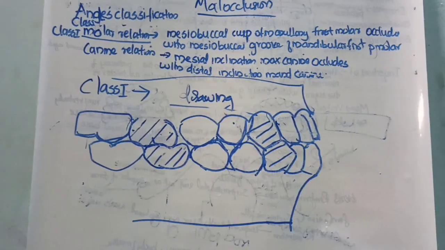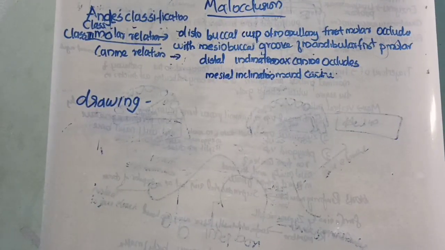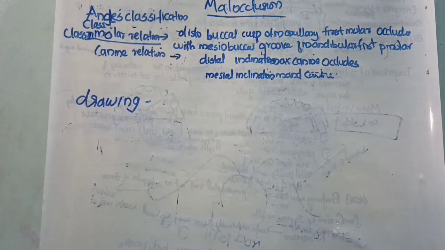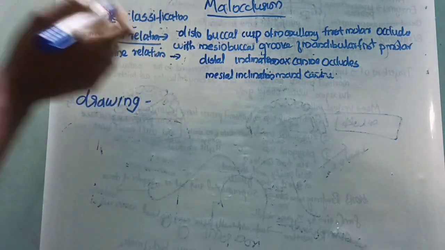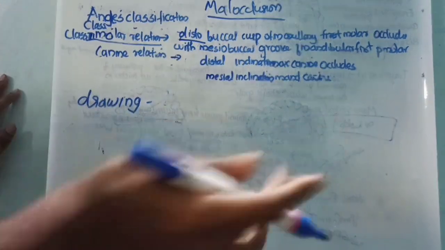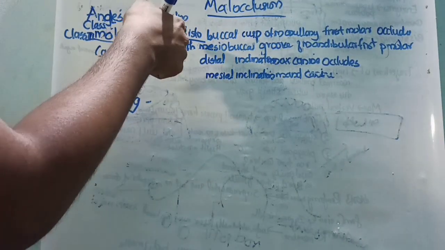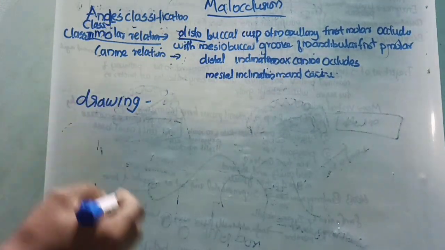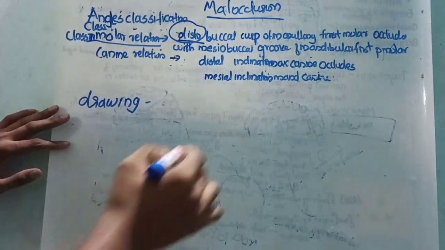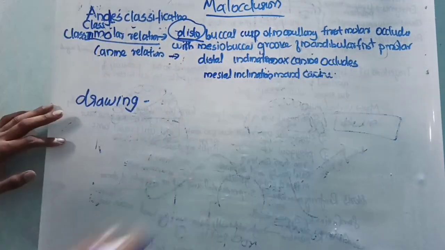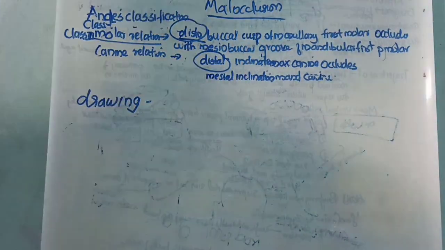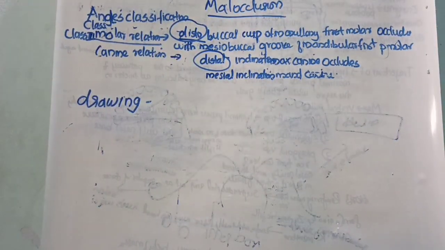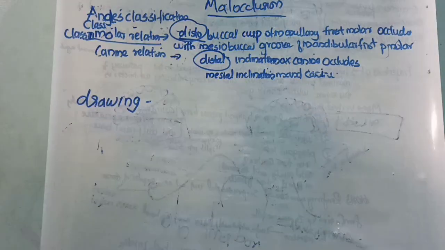Next thing is the class 2 Angle's molar relation. This is a little bit of a change. In class 1 there is the mesiobuccal cusp; in class 2 there is the distobuccal cusp, and the distal inclination of the maxillary canine, whereas in class 1 it is the mesial inclination of the canine. These two things have to be changed. Let's check out how it is drawn.